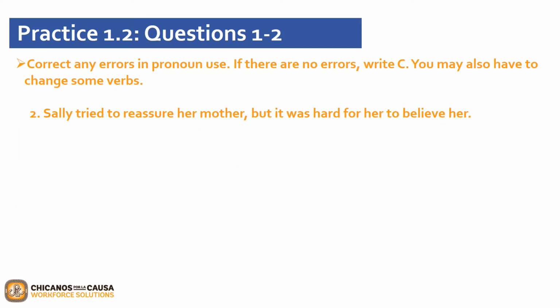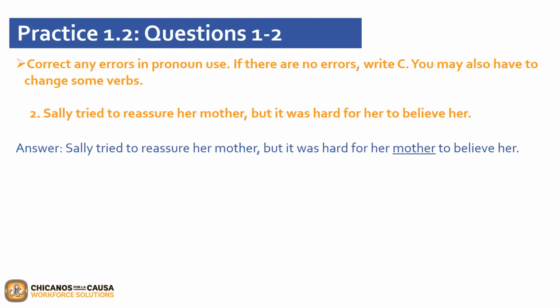The second question states, "Sally tried to reassure her mother, but it was hard for her to believe her." Take a look at the sentence and see if there are any errors that need to be corrected. If so, please rewrite the sentence, or write C if there are no errors. The correct answer would be rewriting the sentence as, "Sally tried to reassure her mother, but it was hard for her mother to believe her." You may now pause the video and complete questions 3 through 9. Click play when you're ready to continue.